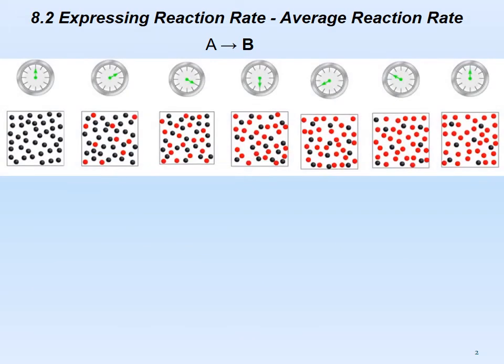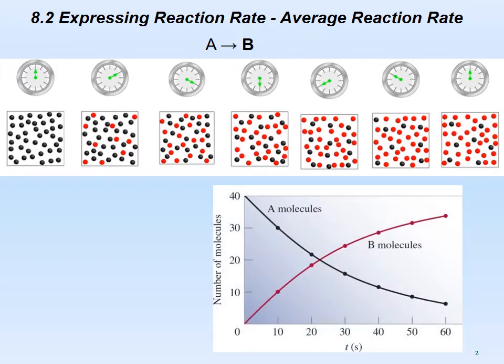The diagram at the top shows black reactant particles A turning into red product particles B over time. The graphs at the bottom right are plots of number of molecules against time. The black graph is that of reactant A, while the red graph is that of product B.